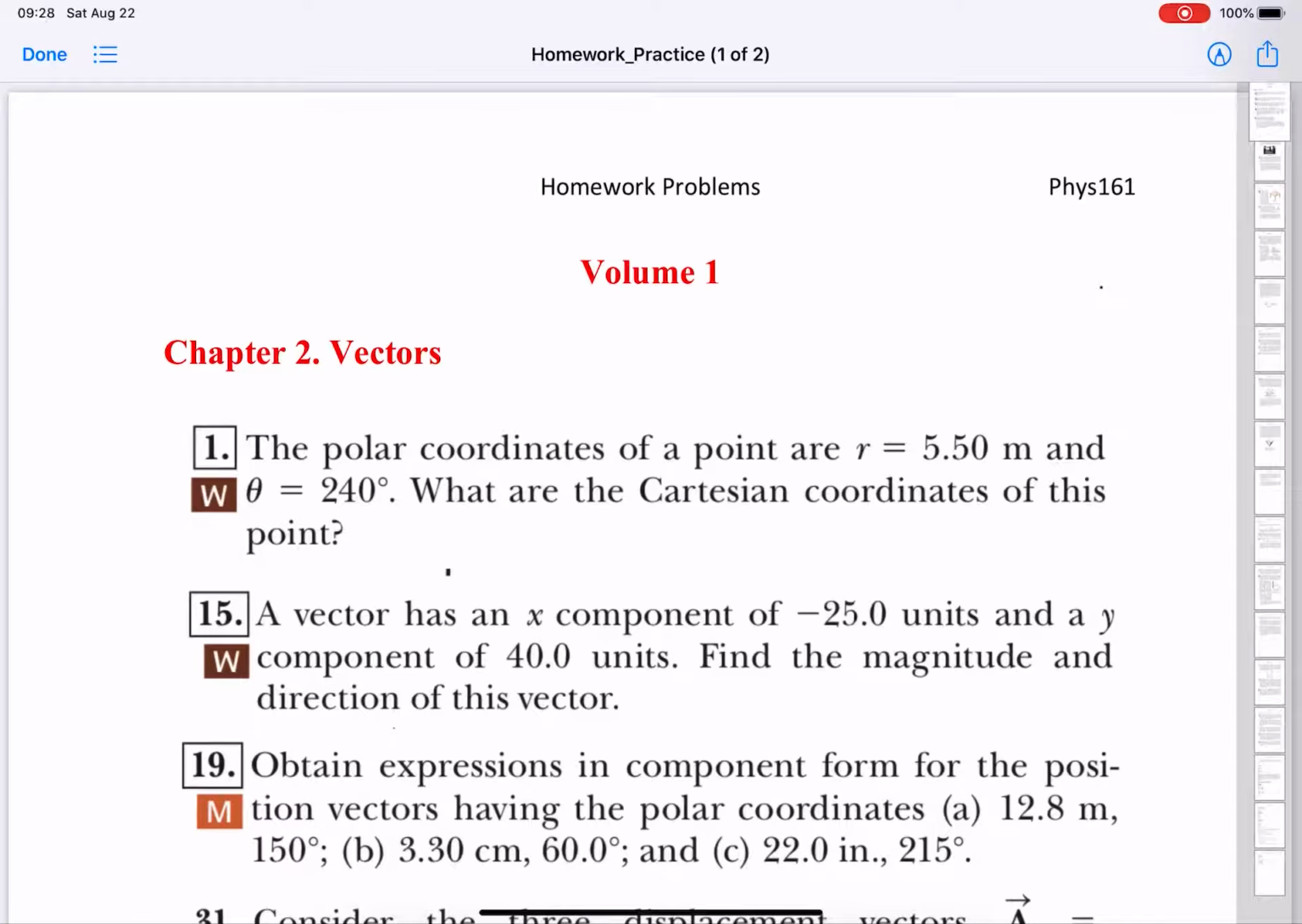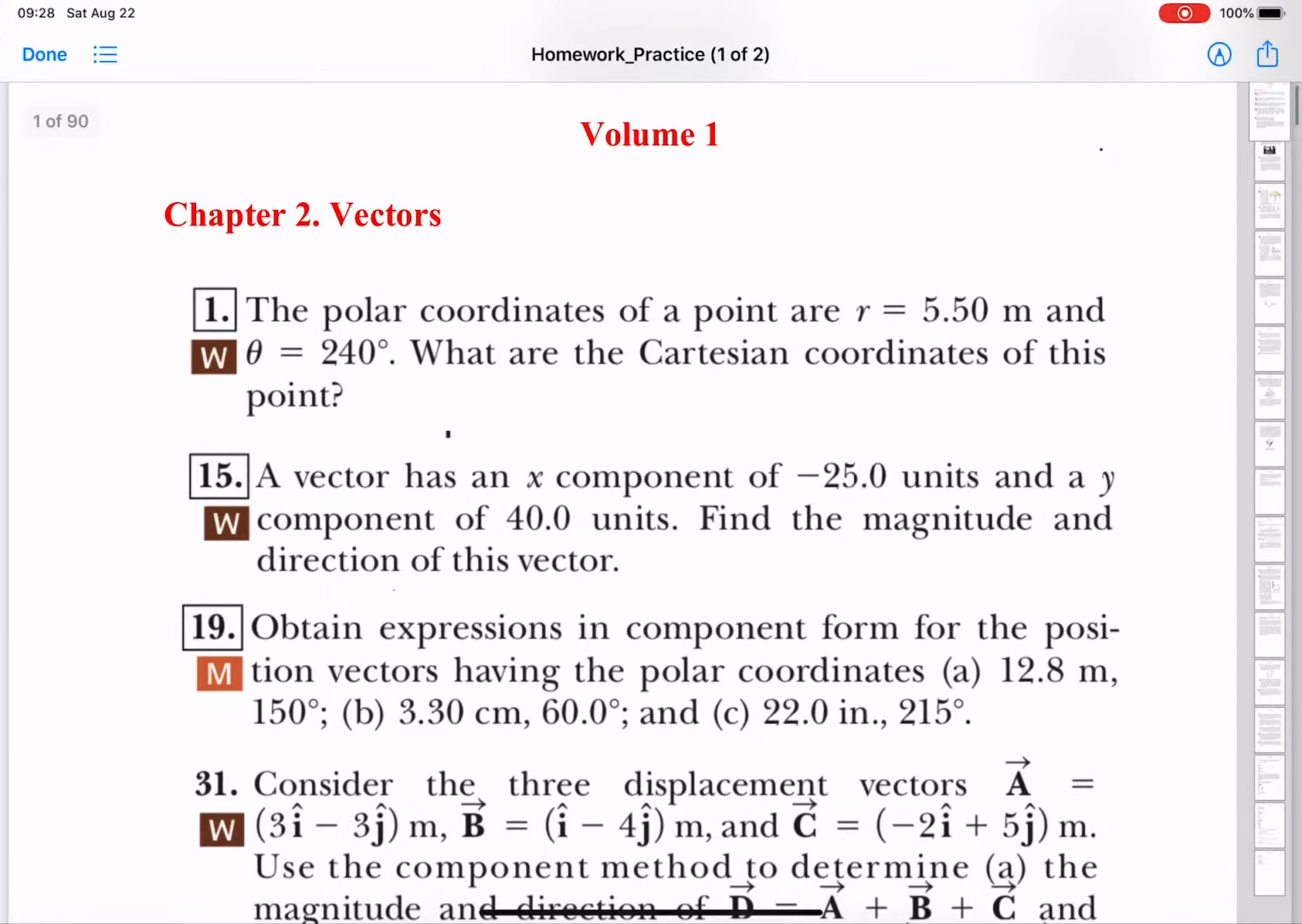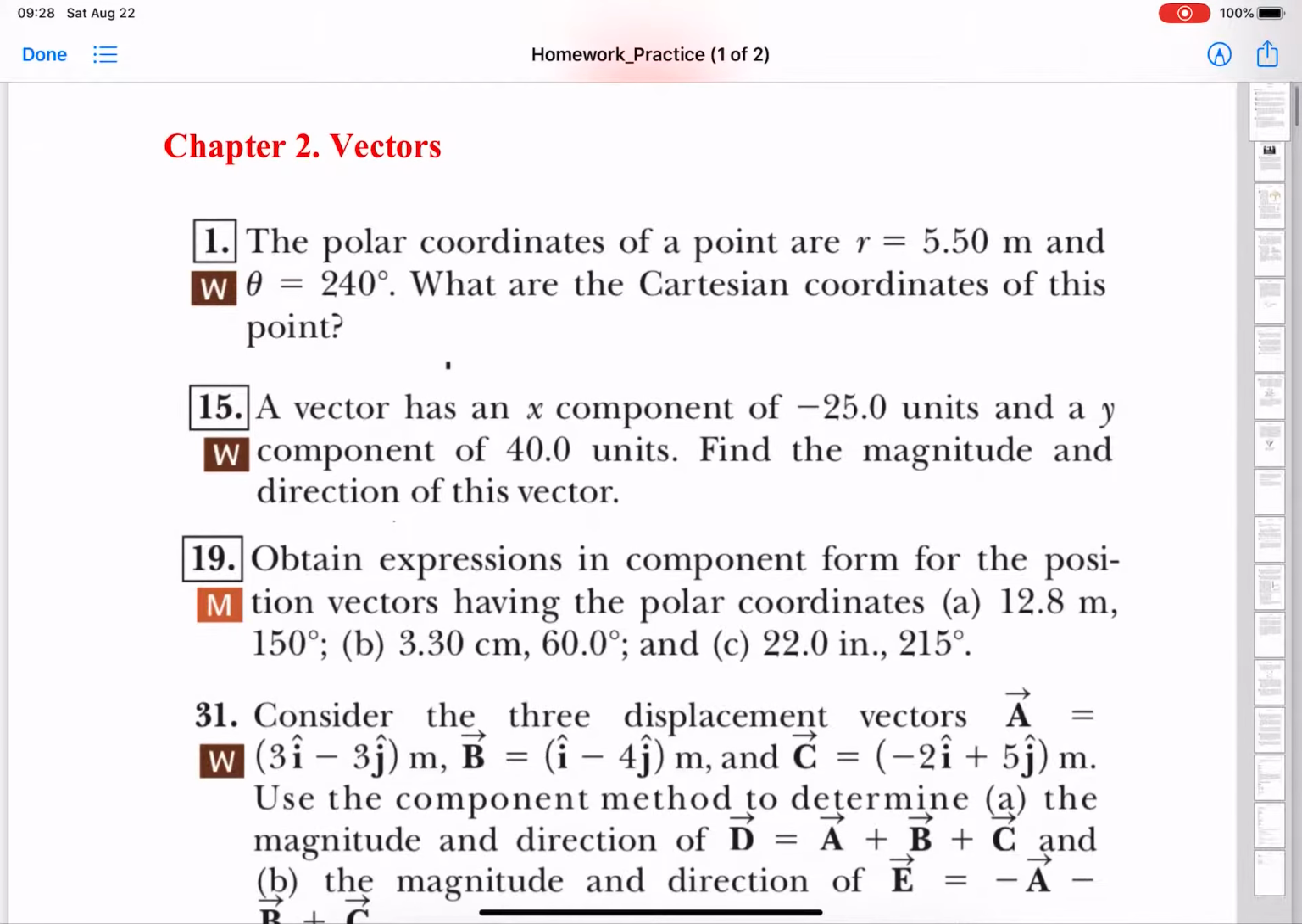Okay, hello students. Today we're going to solve some of the problems from chapter 2, vectors. Now let's look at problem number 15. We have a vector that has an x component of minus 25 units and a y component of plus 40 units. Find the magnitude and the direction of this vector.